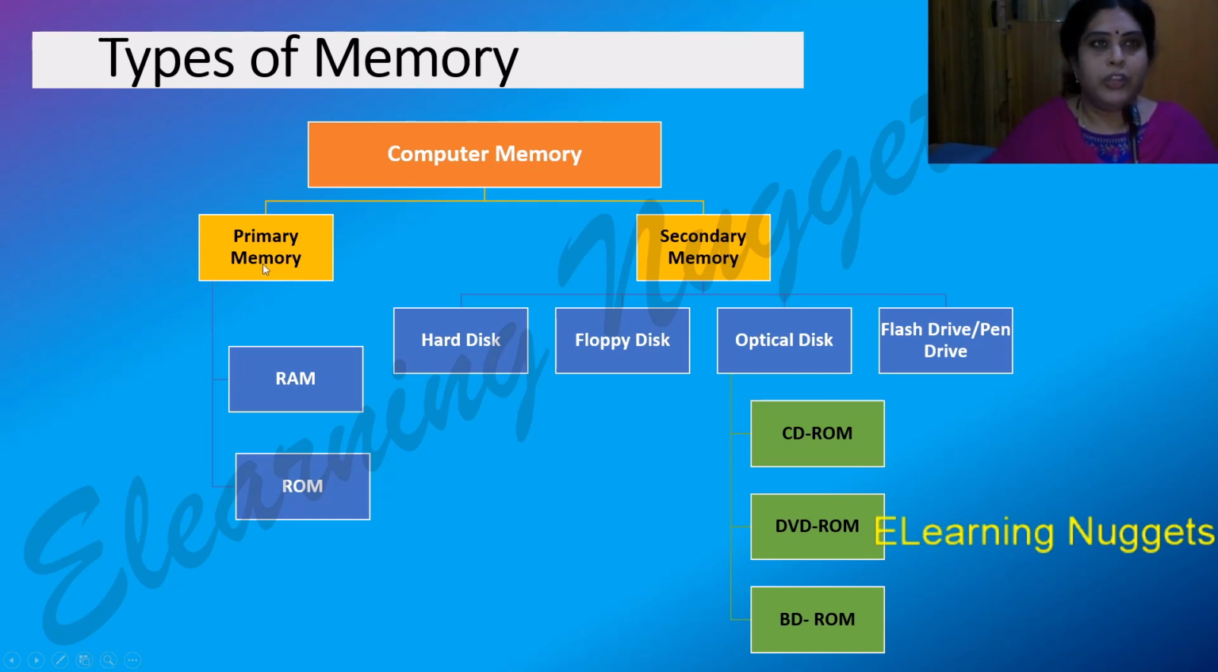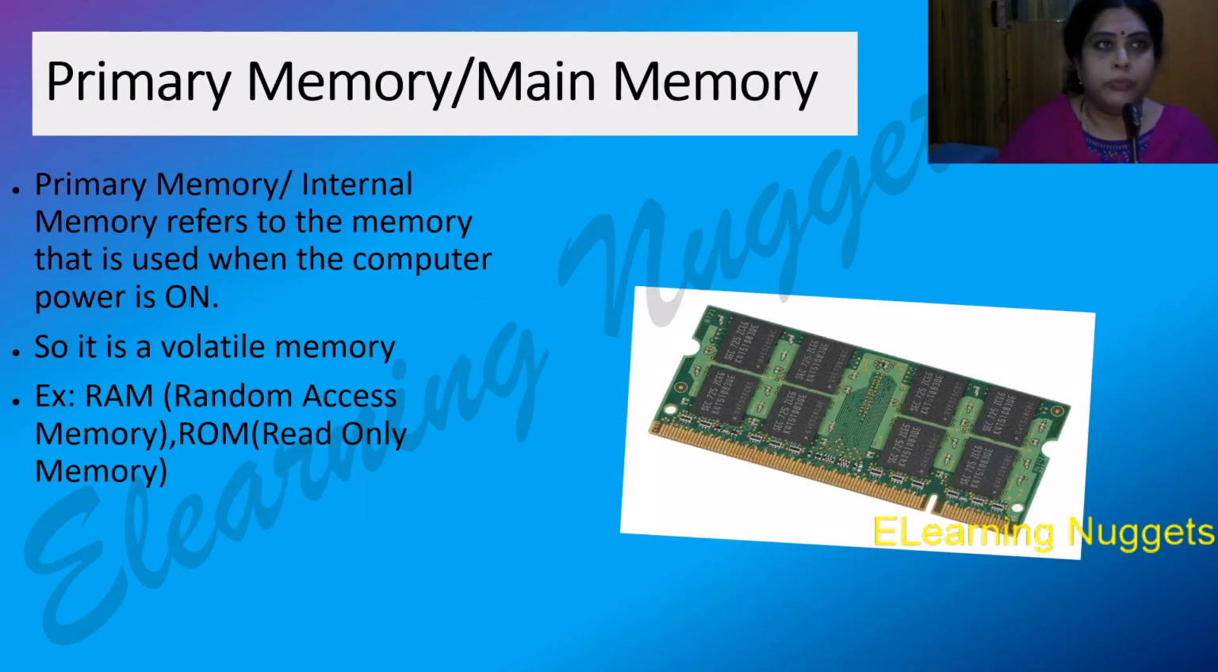These are the types of memory. Memory can be broadly classified into two types, primary memory and secondary memory. Primary memory is again divided into RAM and ROM. RAM stands for random access memory and ROM stands for read-only memory. Secondary memory is divided again into types. One is hard disk, then you have floppy disk, optical disk, and you have your flash drive or pen drive. Optical disk is again made up of your CD-ROM, your DVD-ROM, and your Blu-ray disk ROM.